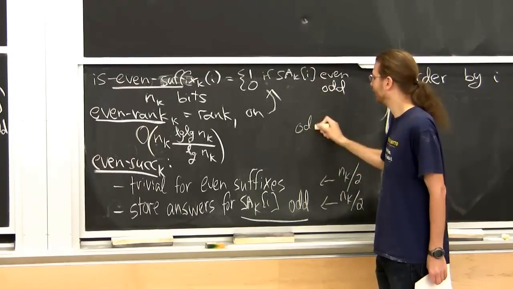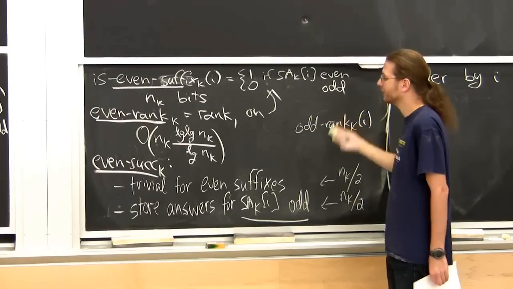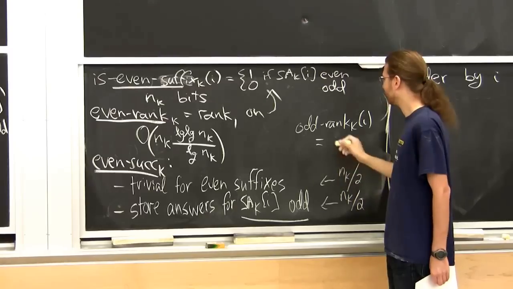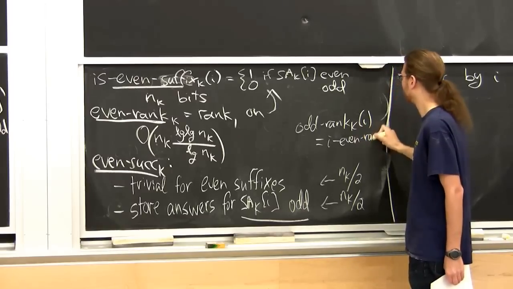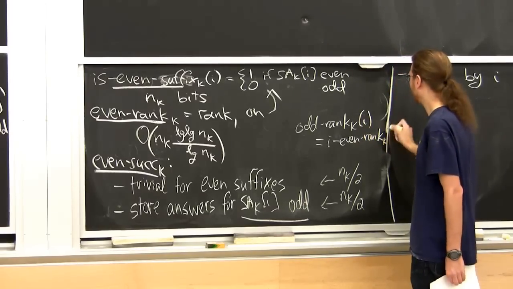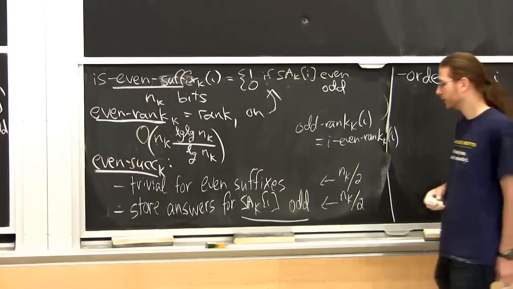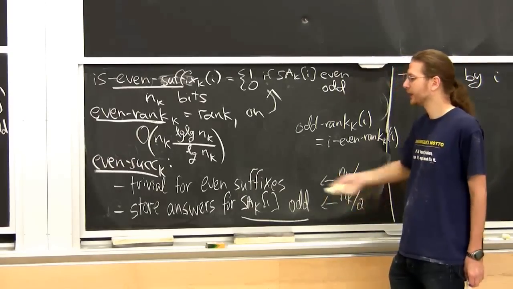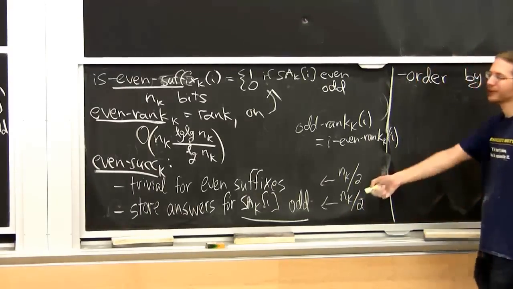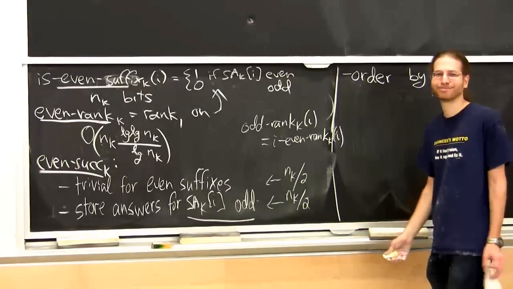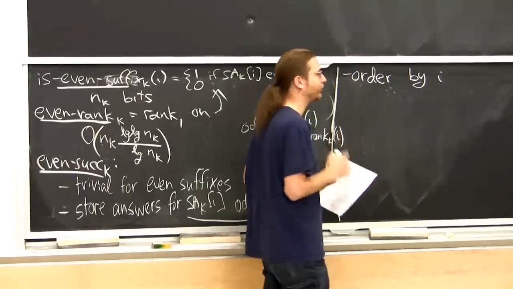Right, odd rank, we don't need to store anything for it. I mean, you could if you wanted to, but odd rank is just I minus even rank, because every index is either odd or even. Okay, great. So I can look up odd rank and then look at this array. That will give me the answer I need. But I'm not going to actually store this as an array. I lied. But in any case, let's worry about how I'm going to store it in a moment.